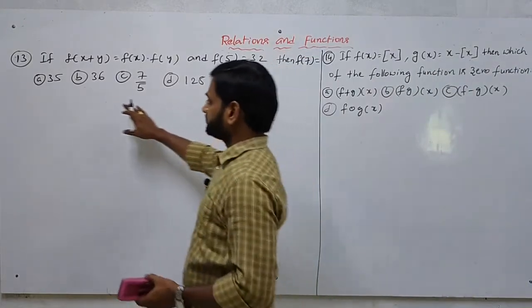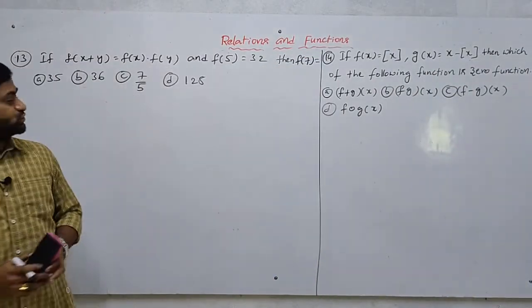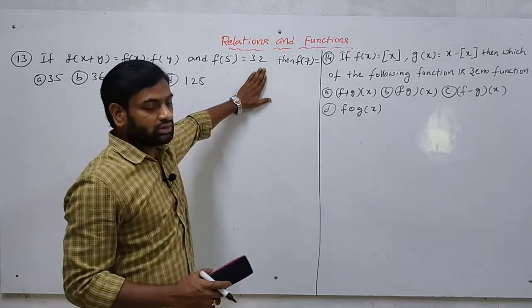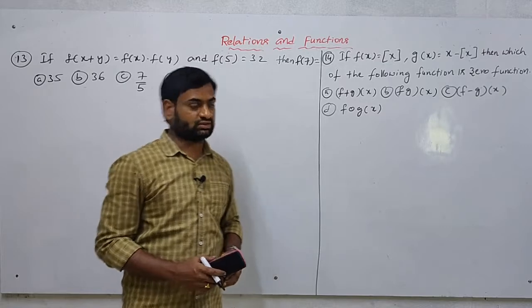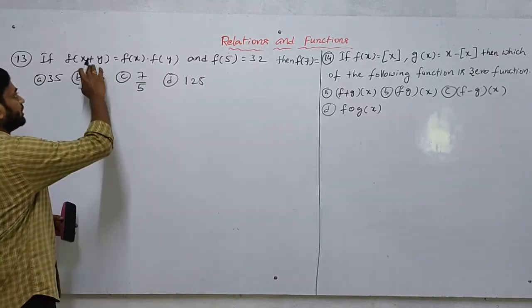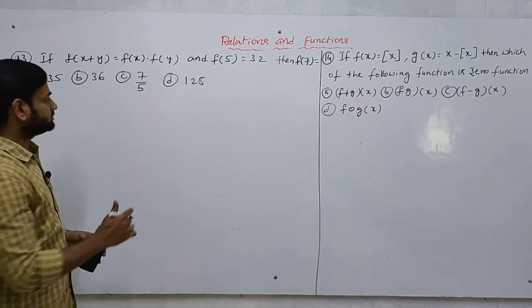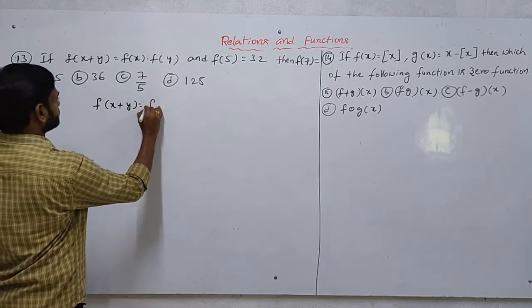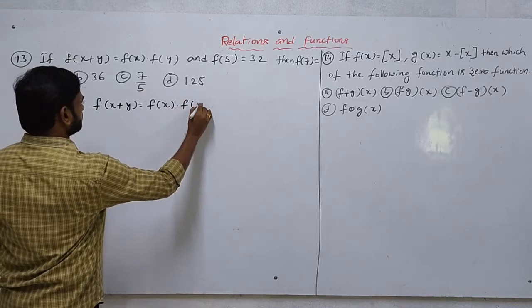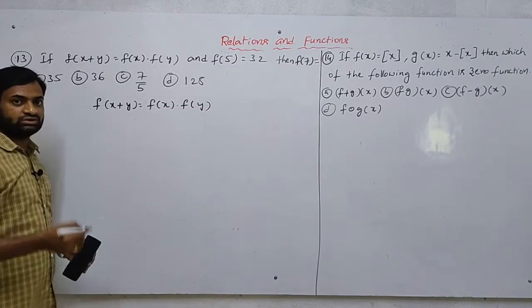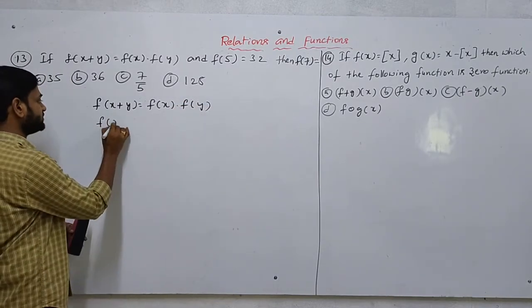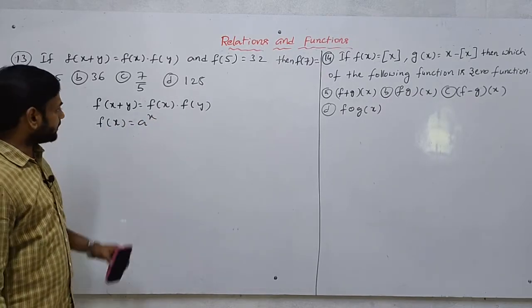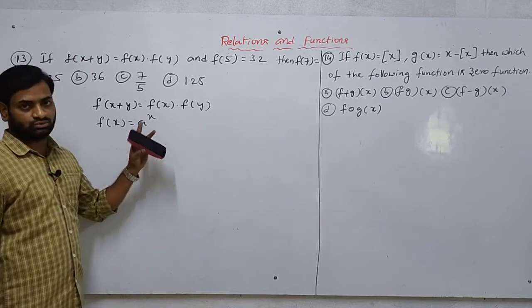See, the next one is: if f of x plus y equals f of x into f of y, and f of 5 equals 32, then what is the value of f of 7? Now see here, already I gave this format. What is the format? f of x plus y is equal to f of x into f of y. When you have this format, you have to choose f of x equal to a power x blindly.